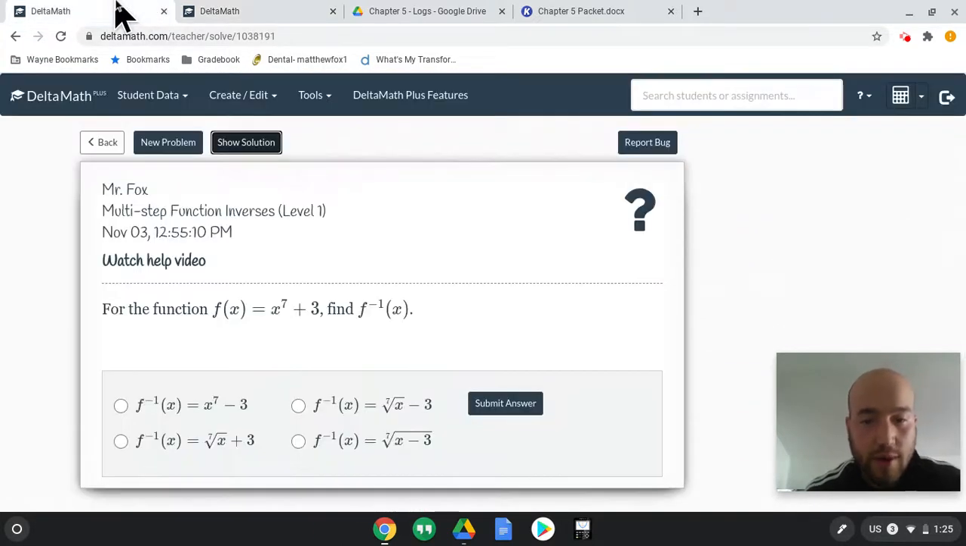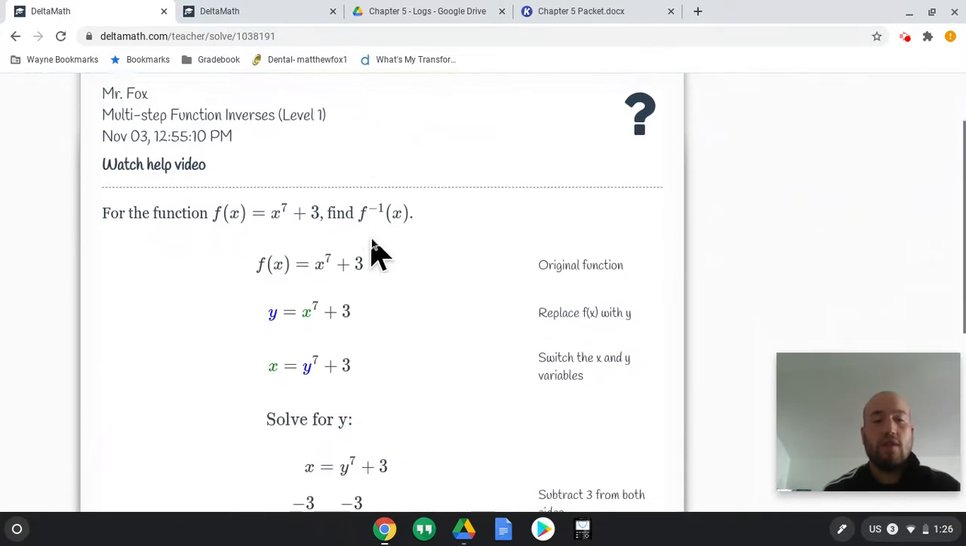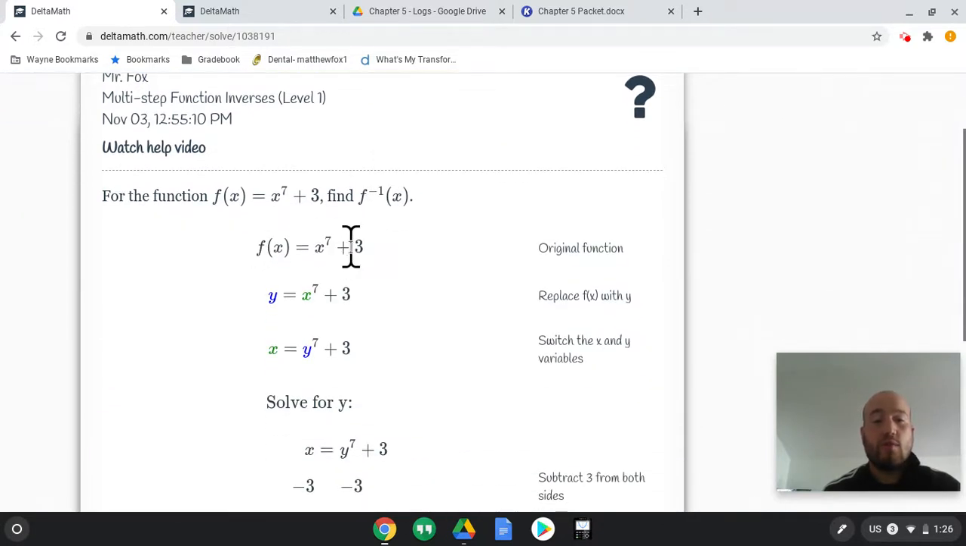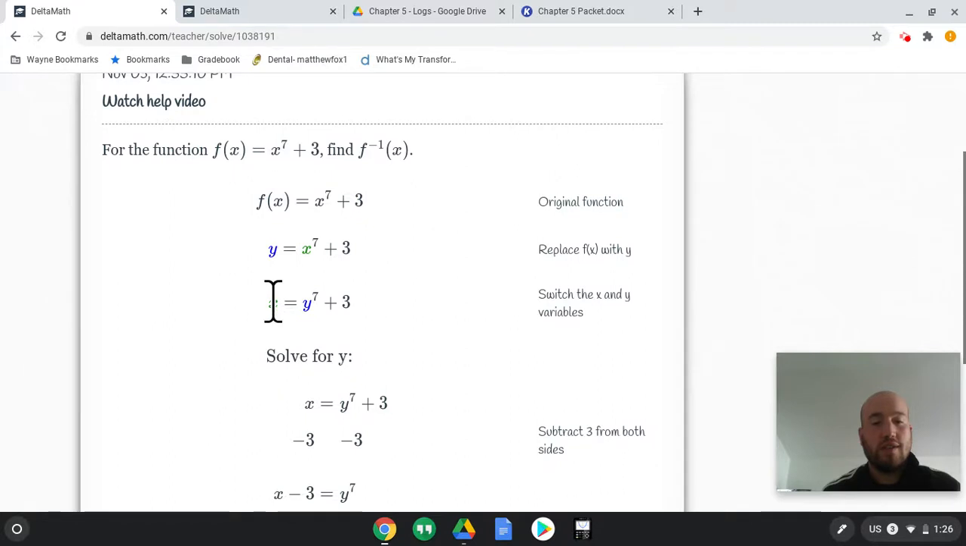Now, the other type of problem here is doing the inverse just like we did yesterday. It's multiple choice, just like we did on Monday. So it says for the function f of x equals x to the 7th plus 3, find f to the negative 1 of x. That's our inverse. Now let me show you how they do it. The first thing they do, your original function, remember we replaced that f of x with a y. Then we always switch our x and y. They switch places. And then we just solve for y.